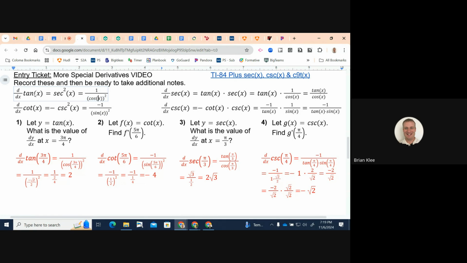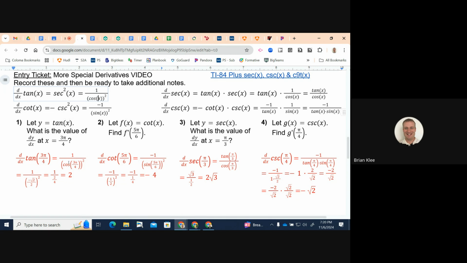It's 1 over cosine x quantity squared for the derivative of tangent, negative 1 over sine x quantity squared for cotangent. Secant is ultimately tangent x over cosine x, and cosecant is negative 1 over tangent x times sine of x. So a couple examples here. Let y equals tangent of x. What is the value of the derivative at x equals 3 pi over 4?